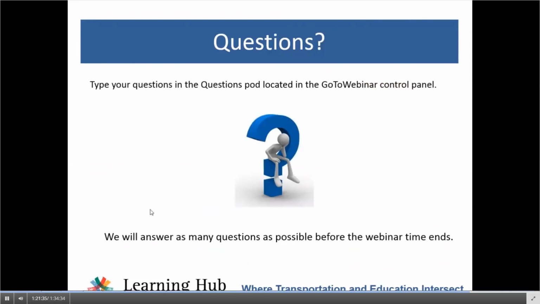Great. We have a few more questions. Let's see. How does HCM 6 account for accessibility, with an example?